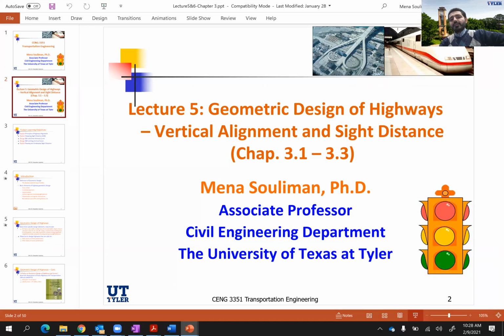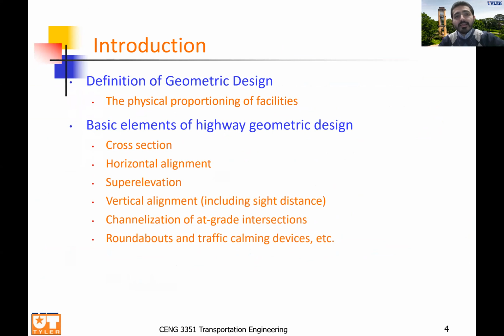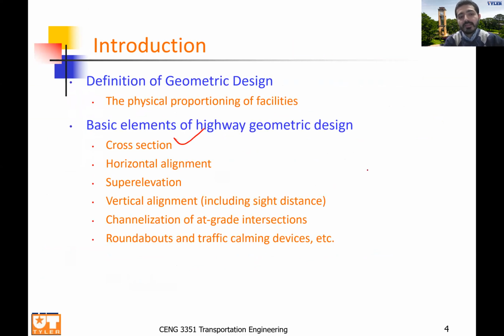So it's all about vertical and horizontal alignment. At the beginning, though, we've gone through some theoretical part that I can also ask you about. So give me the basic elements of any highway geometric design. You should be able to tell this: the cross section, the horizontal alignment, super elevation, vertical alignment, any channelization at grade, of course, and roundabouts and traffic calming devices.